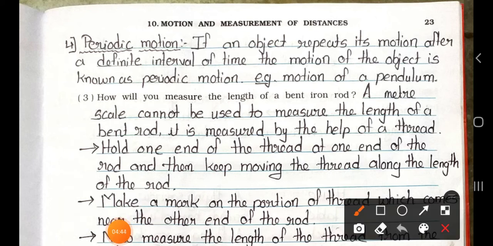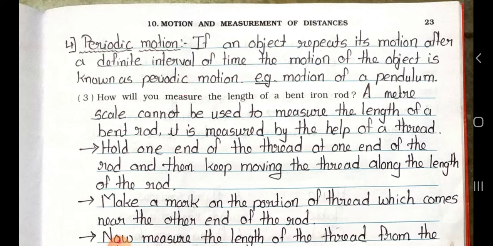Fourth one is the periodic motion. If an object repeats its motion after a definite interval of time, the motion of the object is known as periodic motion. Example, motion of a pendulum. You have seen the clock pendulum that repeats its motion. Okay, a swing also repeats its motion.